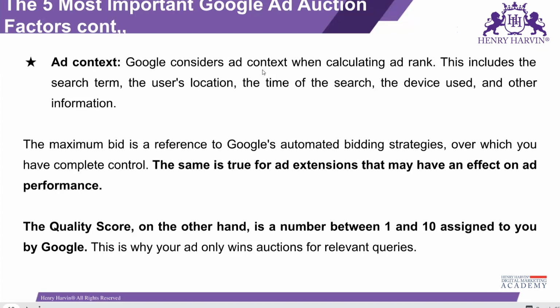So what is the ad context? The context is that your ad is relevant. Your ad should be relevant to the search query, and in terms of location as well. Google considers the ad context when calculating the ad rank. This includes search term, user location, time of search, and device, which is not that important because you are optimizing the ad for all this. And other information is the relevancy: your ad should be relevant to the solution for the people who are looking for it.